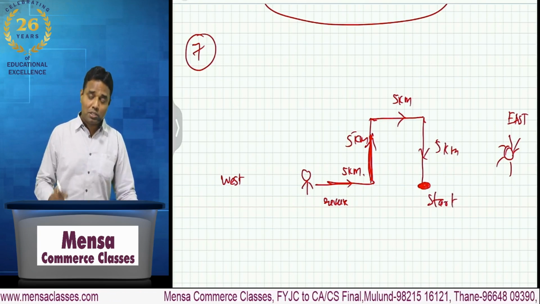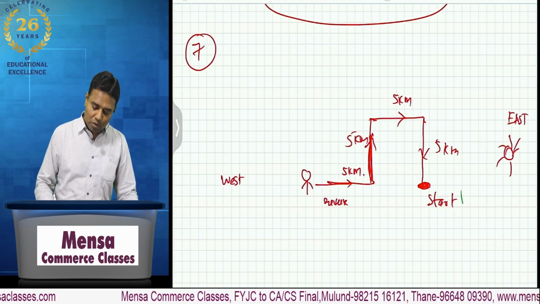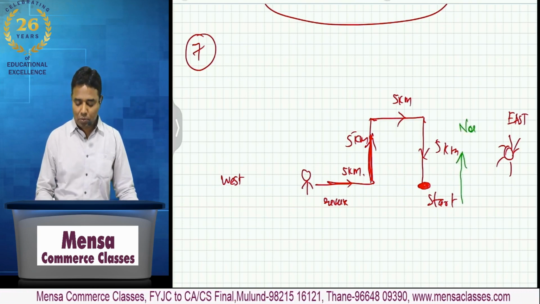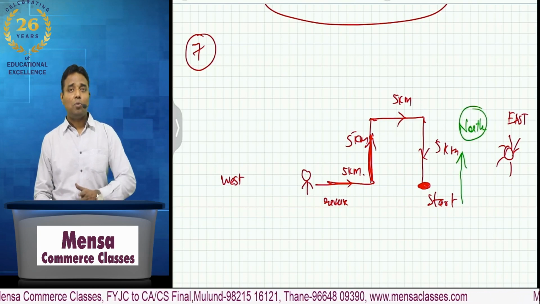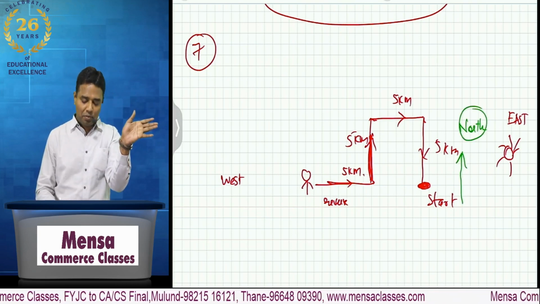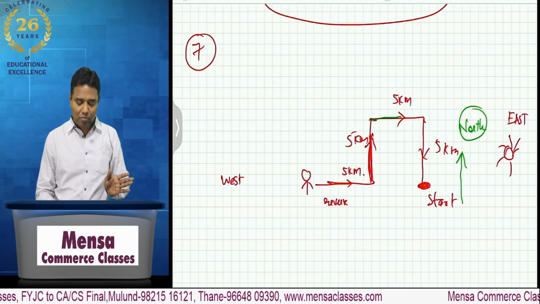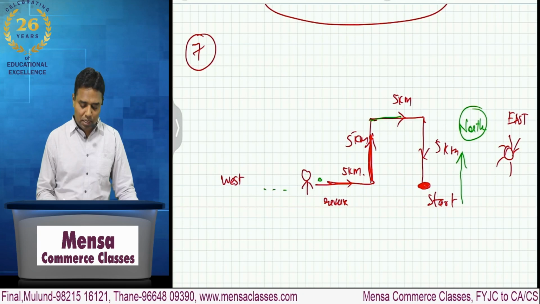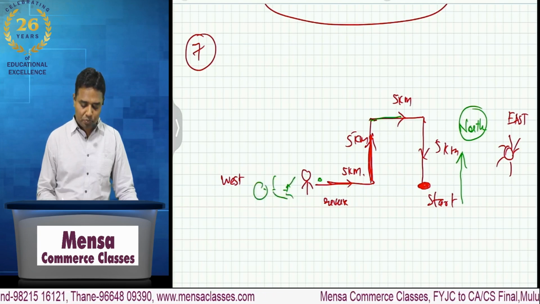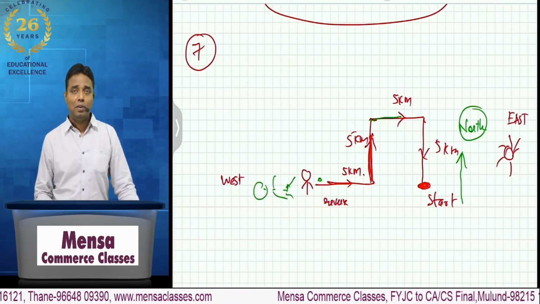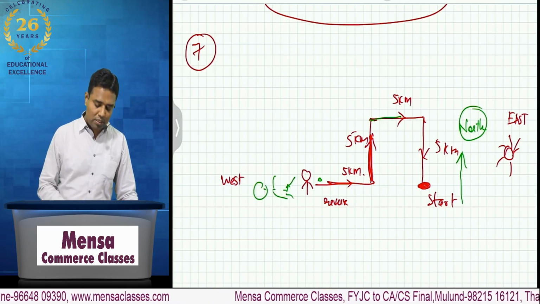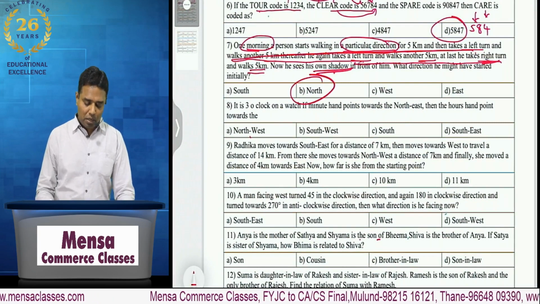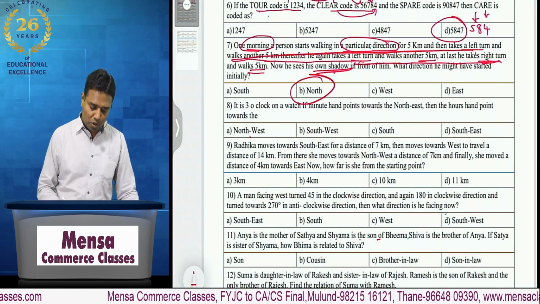So when he was starting, he was actually, from the starting, he started moving upwards. So he is actually facing which direction? North. So he started walking towards north, took the left 5 kilometers, again took the left 5 kilometers, took the right 5 kilometers, and he is able to see his own shadow because sun is at his back, right? So the correct answer is north is the starting direction. That is your option number B. Okay, so let's move on to the next one.